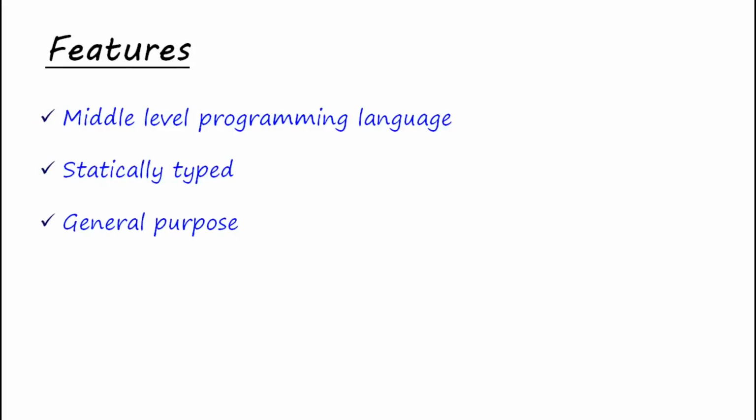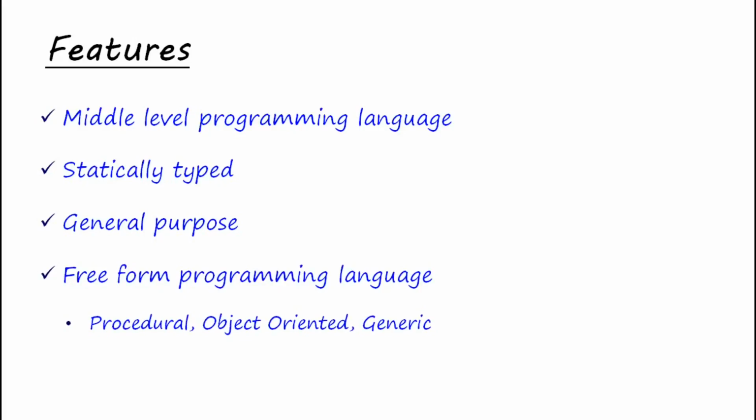Next, it is a general purpose language and it is a free form programming language, meaning that you can use any of the forms like procedural programming, object oriented programming, or generic programming. By procedural programming, we mean that you focus more on the process. Whatever the job is, let's say you want to make tea, you will focus more on the process. First do this, then that, and then that. So that is procedural programming.